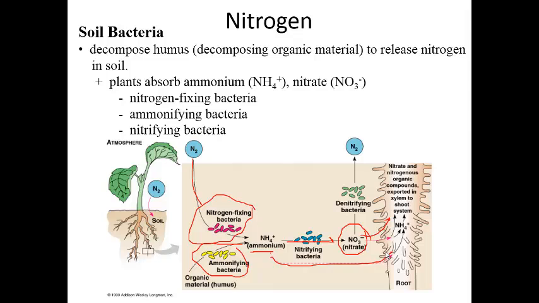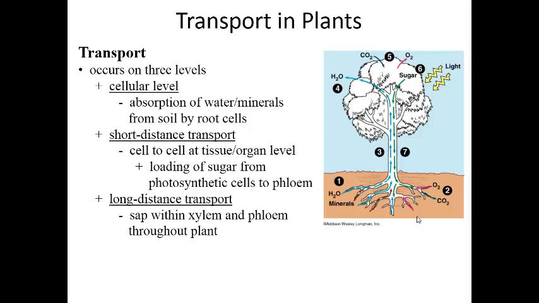If you look at the plant root in this picture here, all these little projections are called root hairs. And root hairs increase the surface area of the roots, which will allow them to take in more of these nutrients. Once nutrients are taken in by the plant or are created by the plant, they travel on three different levels. Transport takes place on the cellular level, there's short distance transport, and there's long distance transport.